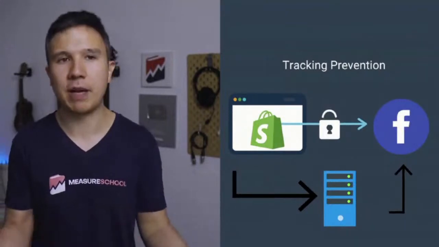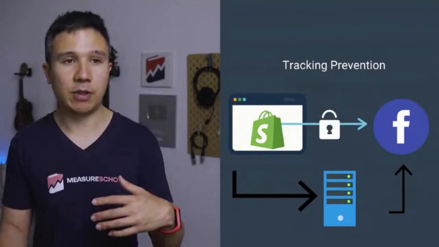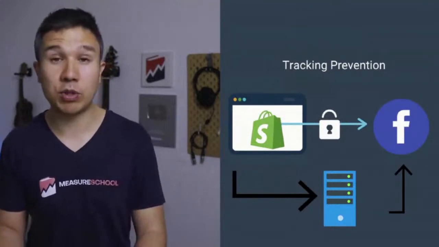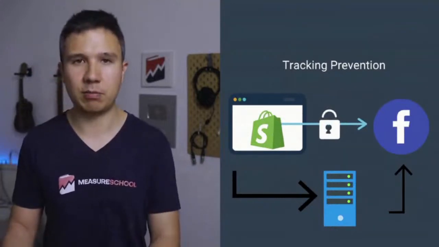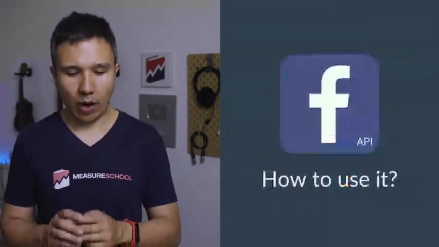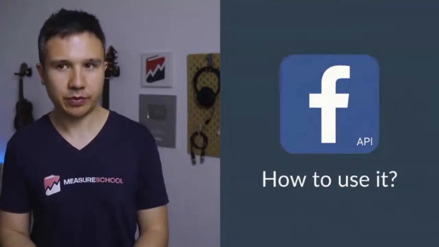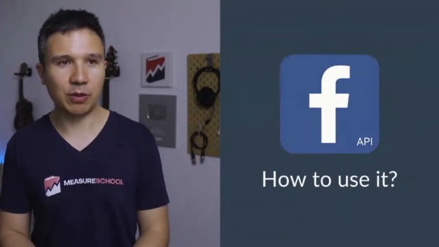So it's not a magic pill in the end to get around tracking preventions. Yeah, there are always ways to also block these requests as well. Okay, so how do we now use this? And this is probably the question most people are asking for.